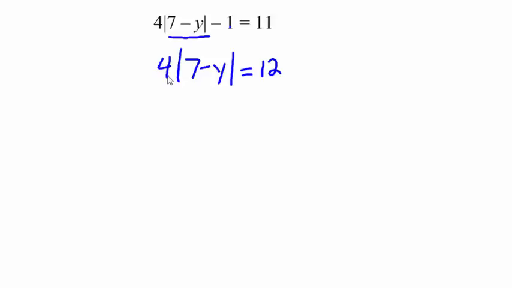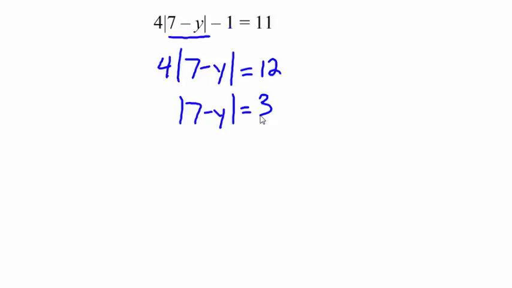You do not want to distribute into an absolute value sign because you're only getting half the answer when you do that, because there's two branches. So we divide away any multipliers that are out front. Dividing by 4 clears the 4 off the left side and leaves you with 3 on the right side.